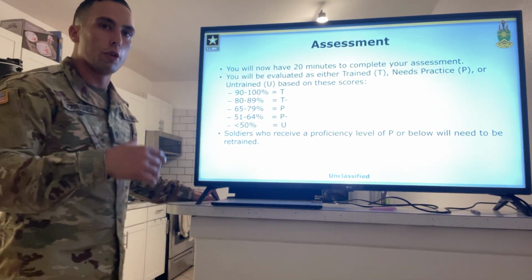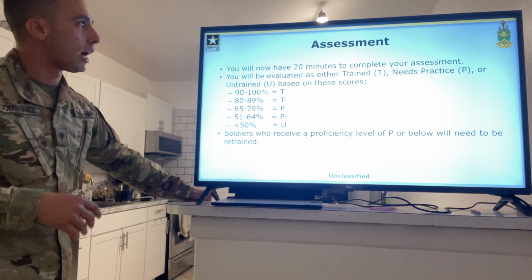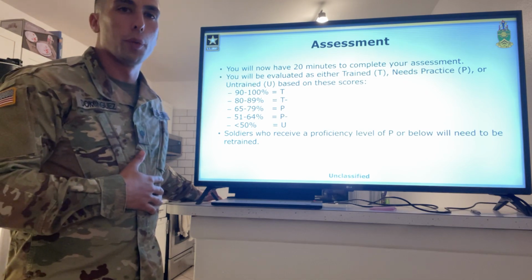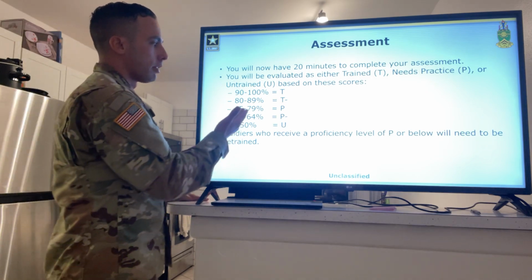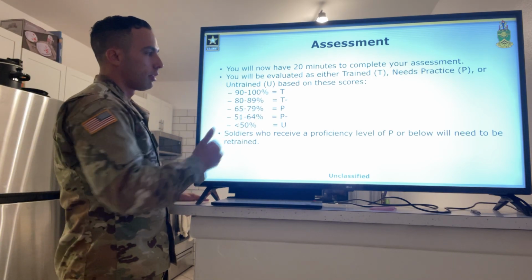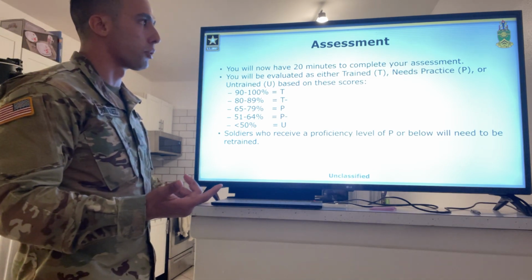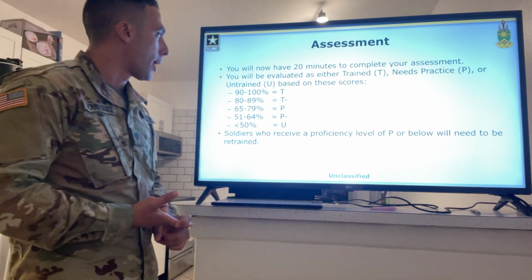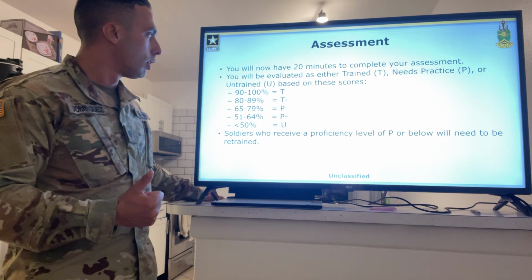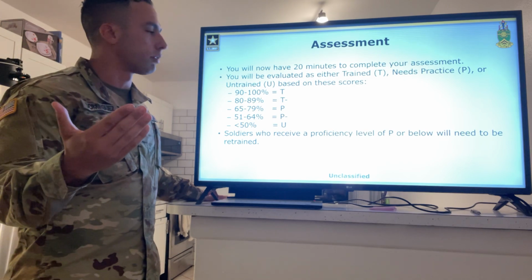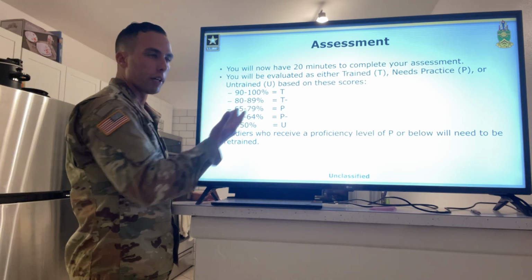All right, so now that we've gone over the practical exercise and you guys have had enough time to practice, we will now be conducting an assessment. You will have 20 minutes to conduct this assessment, and your scores are going to be based on this standard right here. You're going to be identified as trained, needs practice, or untrained. Essentially, if you need practice or you're untrained, you're going to have to retrain tomorrow at 8 after chow. So in order to receive a T, a trained designation, you have to score 80 or above.